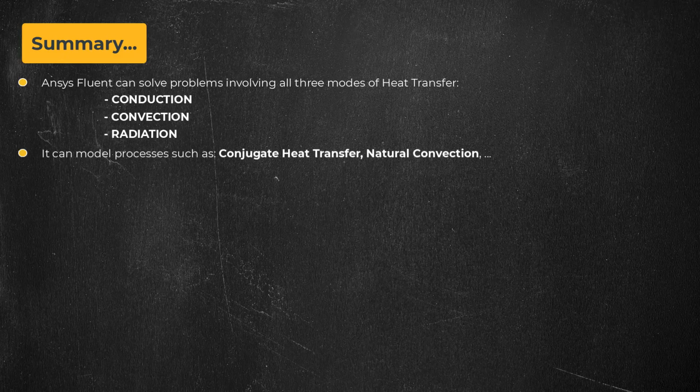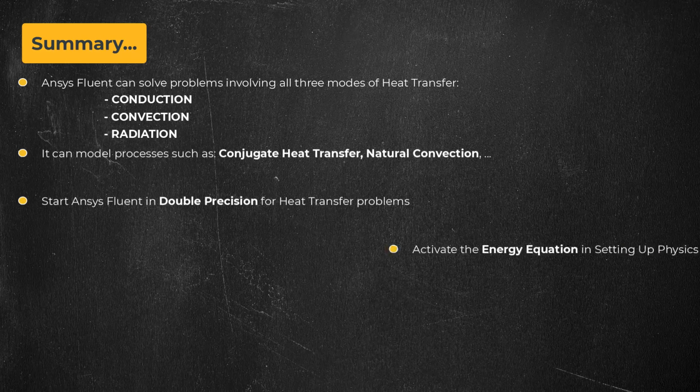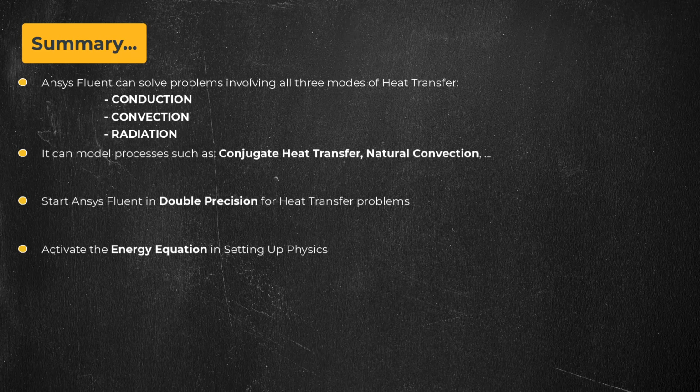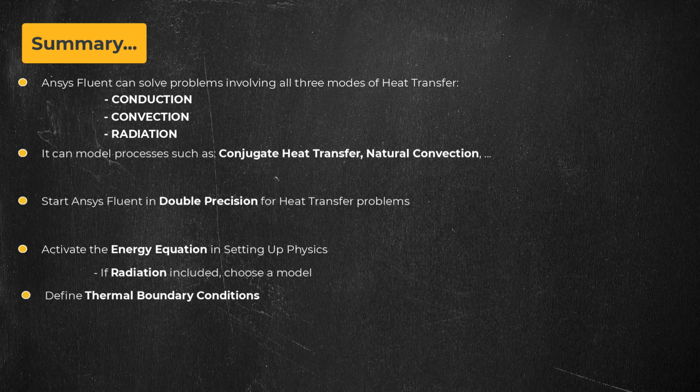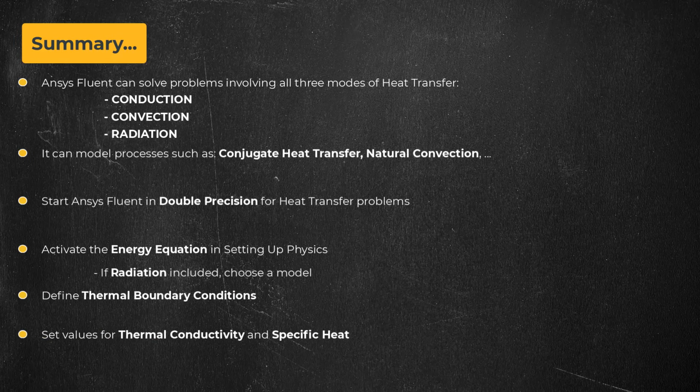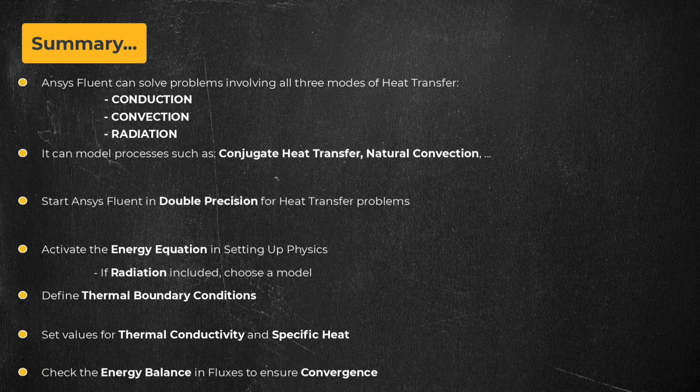When you solve a heat transfer problem in Fluent, start Fluent in double precision, activate energy, and if you're including radiation, activate a radiation model. Define thermal boundary conditions and set the values of thermal conductivity and specific heat. And finally, when your iterations have finished, go to Fluxes in the Results tab and check the energy balance to make sure that the solution is converged.